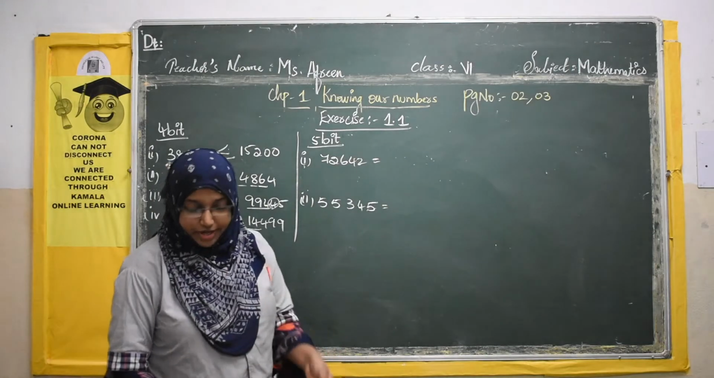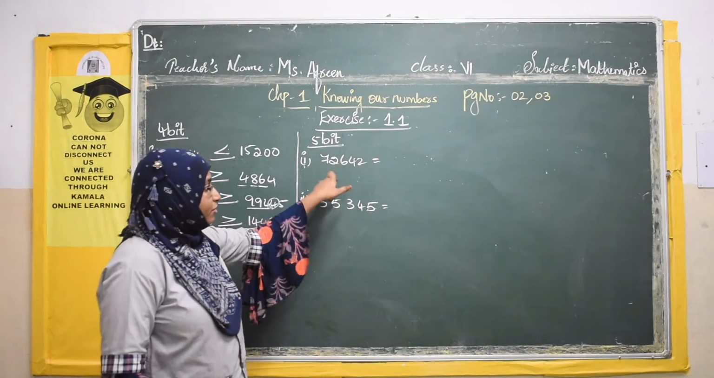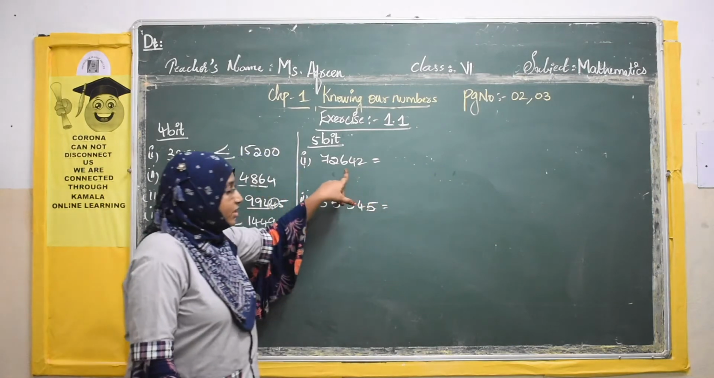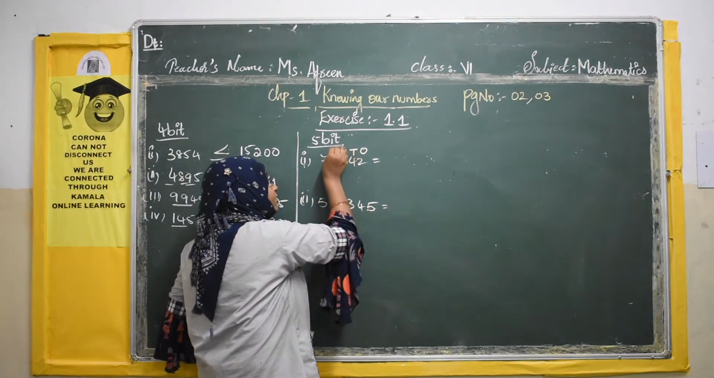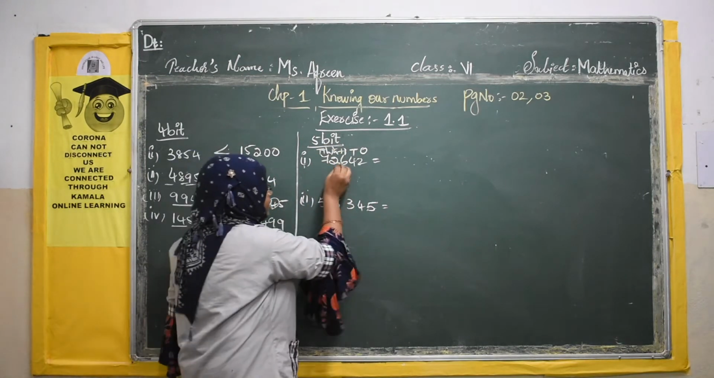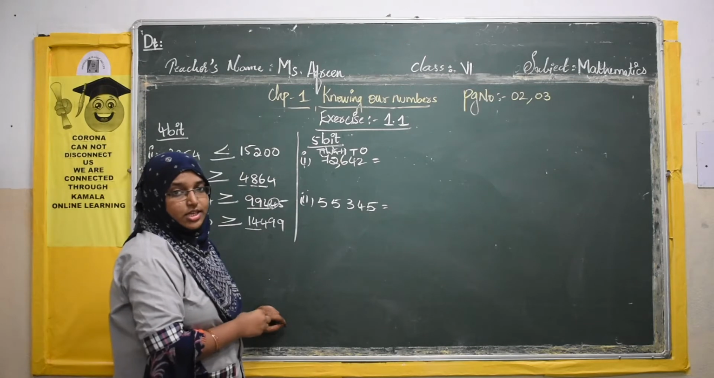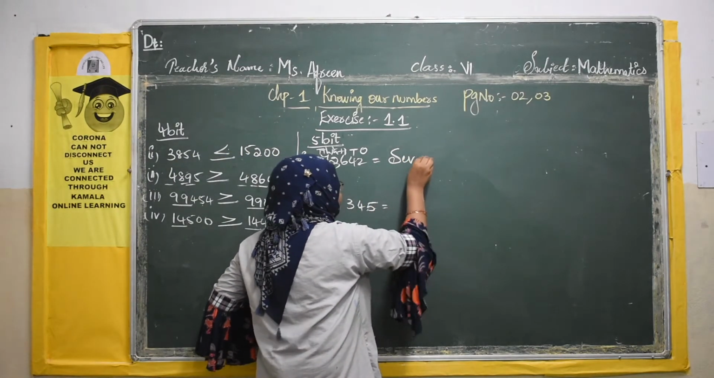Our next bit is to write in words. Now they have given the numbers, we have to write number names. So what is the first step? We will write the places: ones, tens, hundreds, thousands, ten thousands. Right? So it is 72,642. Now we can easily write in words.